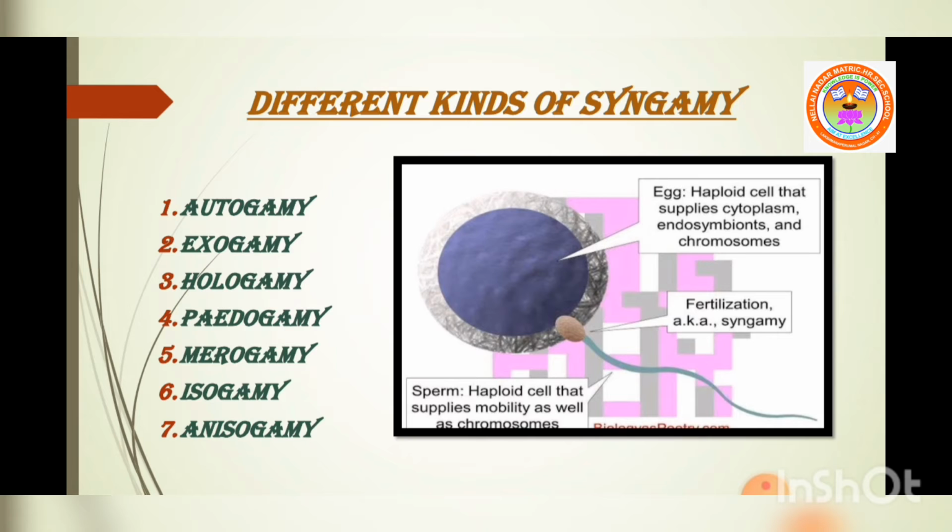Autogamy, exogamy, hologamy, pedogamy, merogamy, isogamy and anisogamy. These are all the different kinds of syngamy in living organisms. Let me see each one in detail.